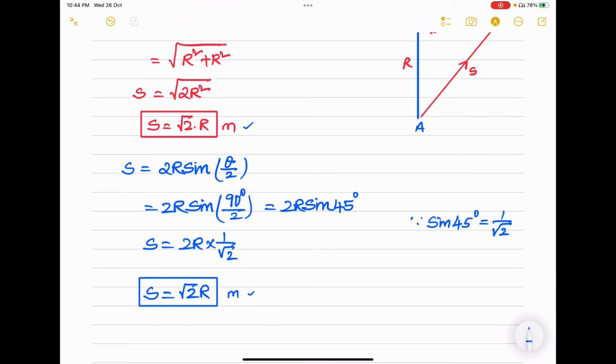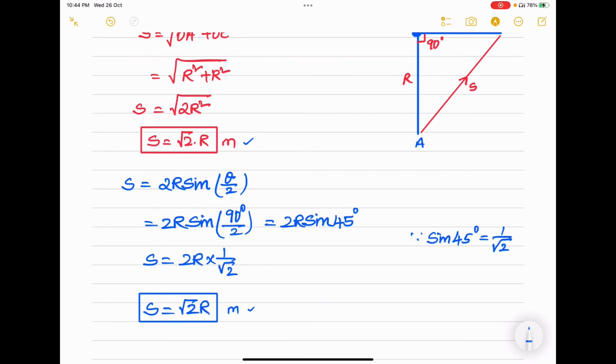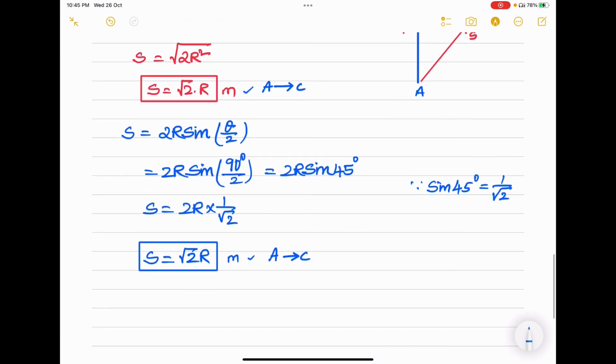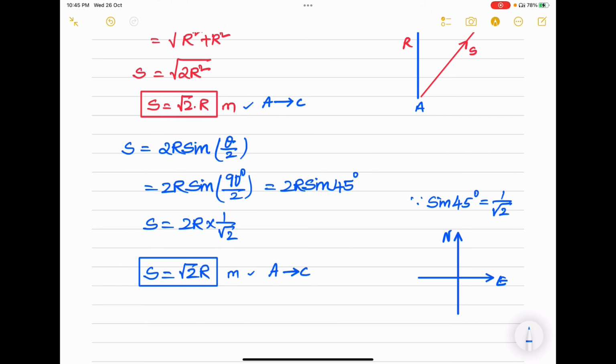So therefore these two formulas can be used directly. But remember, when you are finding the displacement in this case, you need to specify the direction clearly. S is equal to root 2 r meter from A to C. Here also root 2 r meter from A to C. Or else if you are good at directions, say this is east, already we know, and this is north. So therefore this direction of A to C, which will be representing root 2 r meter, you can say north east. Root 2 r meter north east.